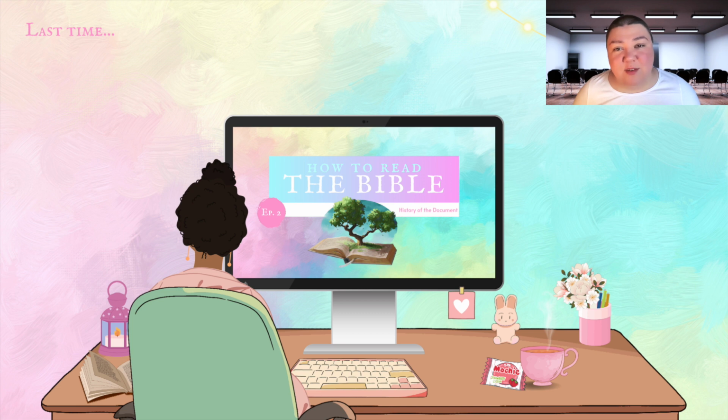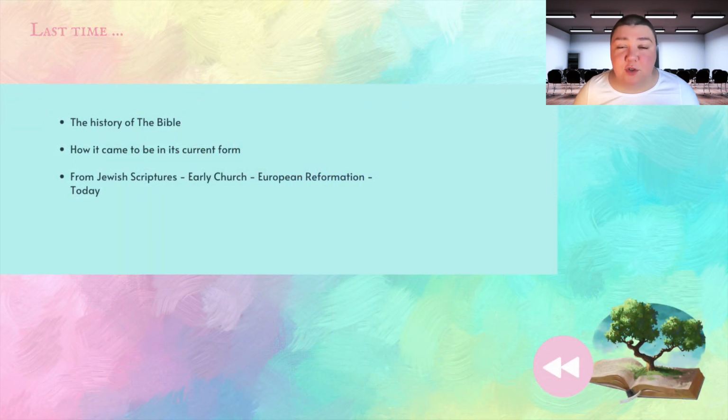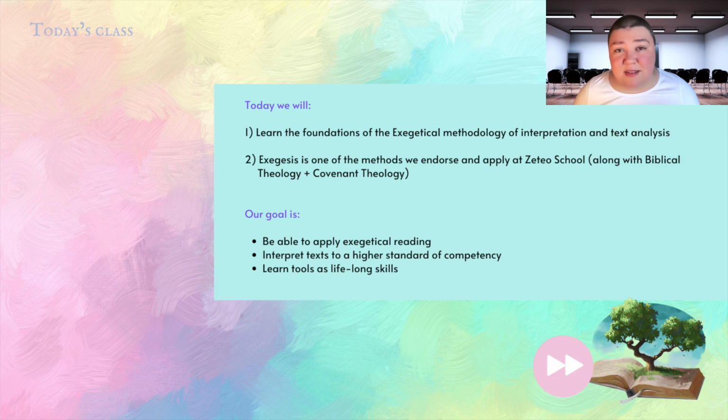In our last class, we looked at the history of this book called the Bible, how it came to be in its current form, from the Jewish scriptures to the era of the early church to the European Reformation and into modern times. Today's class will be immensely important as we're laying the groundwork for the methodology of interpretation we'll be using, not just for the rest of our course, but in all our courses.